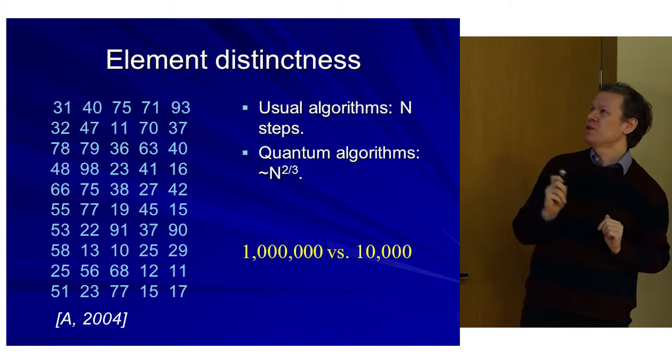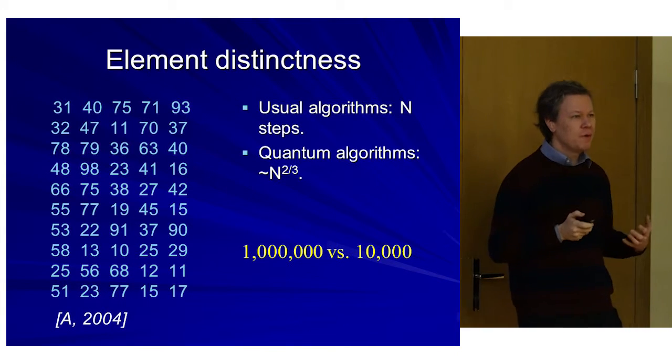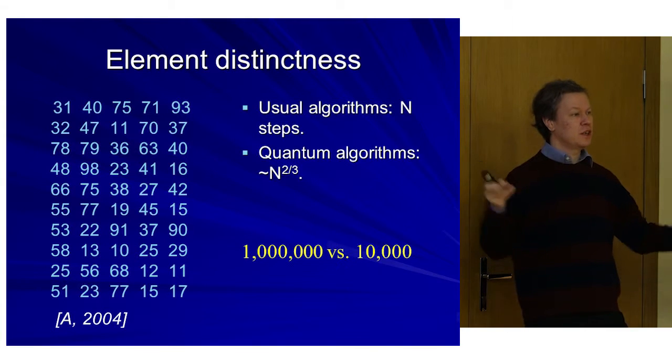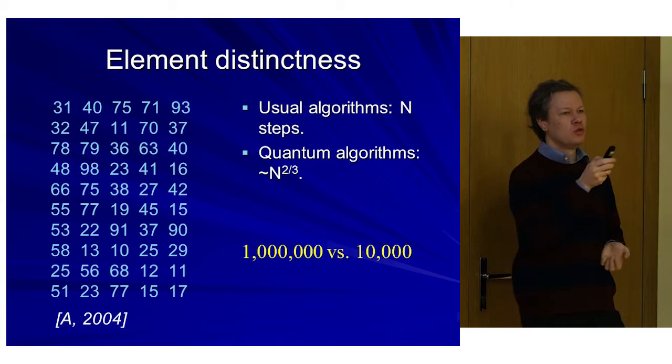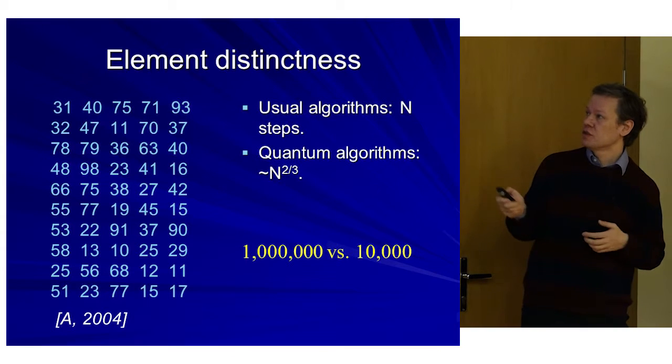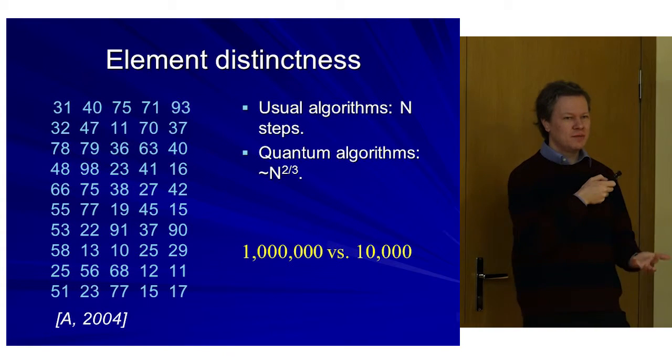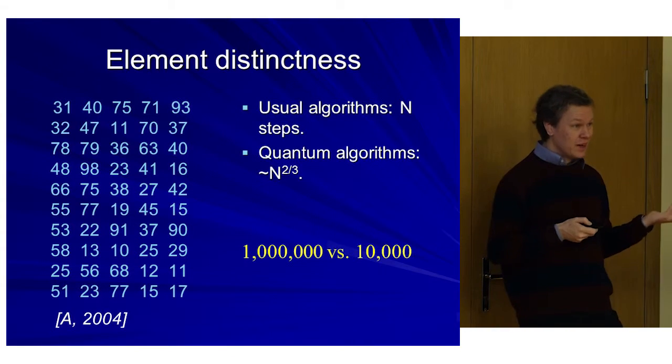Now, a quantum computer would be able to find two equal numbers in time that is roughly the size of this array to the power 2/3. So that's 10,000 time steps instead of 1 million.